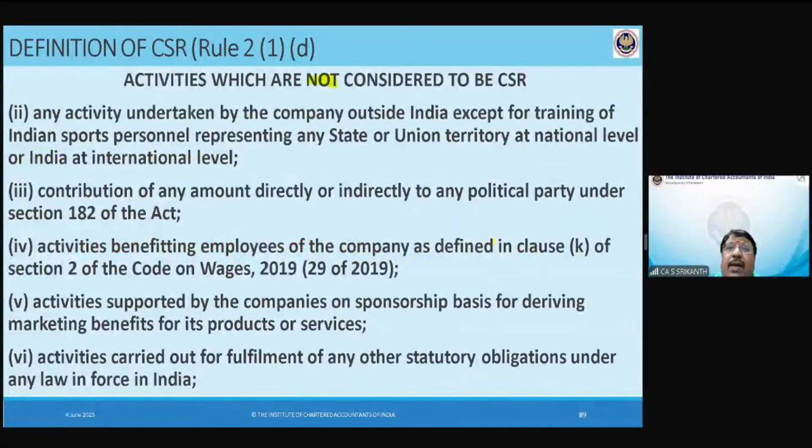Any activity undertaken outside India is not allowed. CSR should be inside India, except for training of an Indian sports personnel in a foreign country for representing the state or union territory at national level. Suppose you are sponsoring an archer or a rifle shooter, he has to be trained in the US. They're sending him to the US or Dubai for training. Then that is allowed, because he's an Indian sports person.